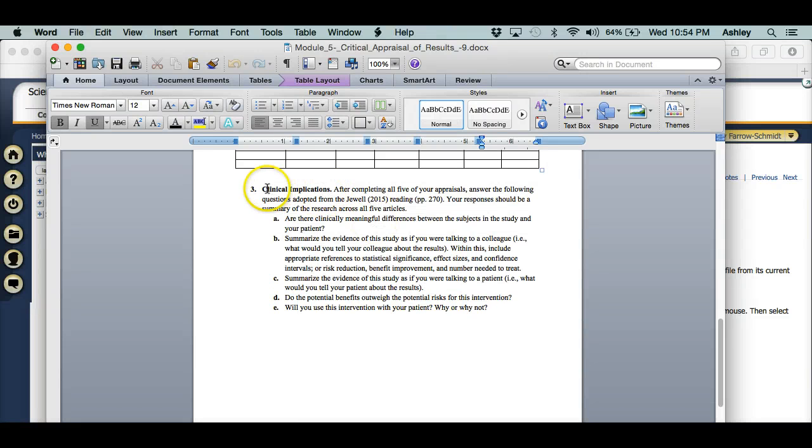Last but not least, you're going to complete this: are there clinically meaningful differences between the subjects of the study and your patient? I want you to answer these questions. They don't have to be very long, but I want to make sure you grasp an understanding of what we're looking at in results and understand the importance of this section.